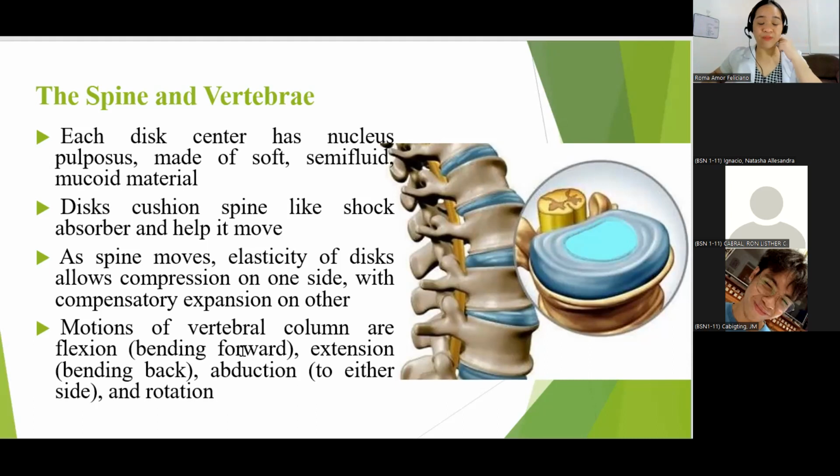Motions of vertebral column are flexion. So what are the movements? You have bending forward, di ba? Kaya mo ba yon? Kaya mo bang mag-bend forward and touch your toes? You can either bend back kasi yung iba, di ba, kayang mag-tumbling or kayang maglakad ng parang exorcist, no? Extension, bending back. These are all possible because of our spine and our vertebrae. And you have your abduction. Abduction is either pataas or rotation.